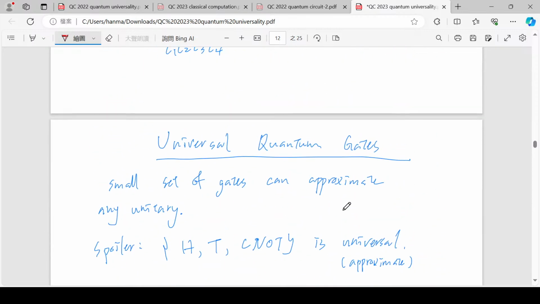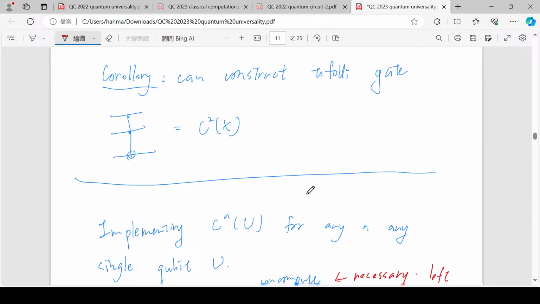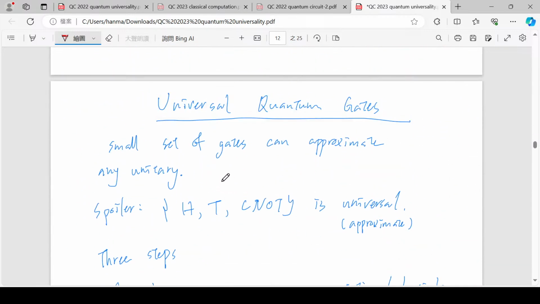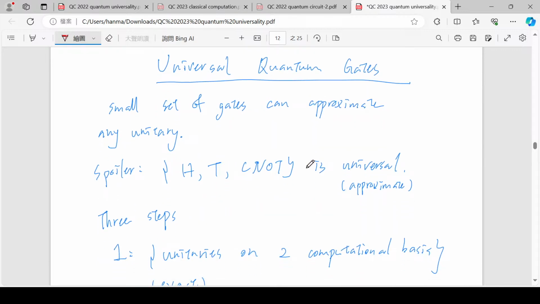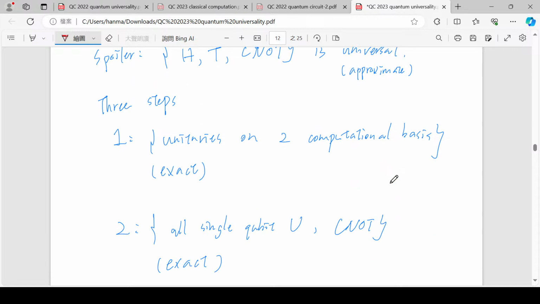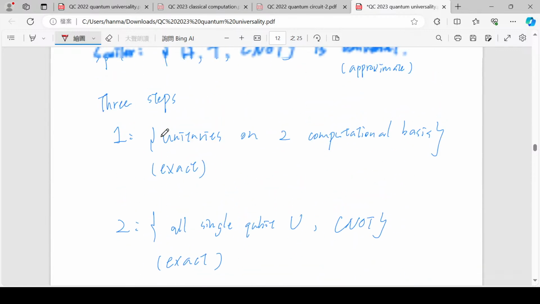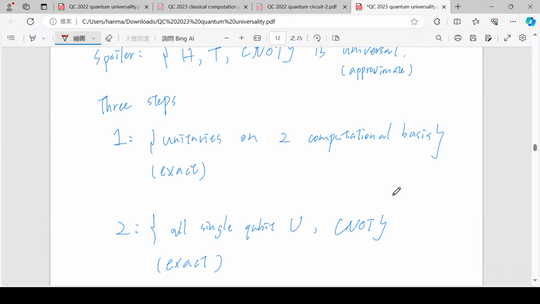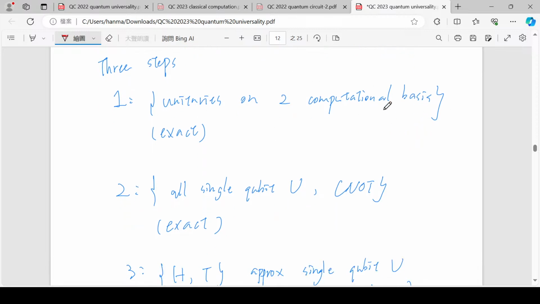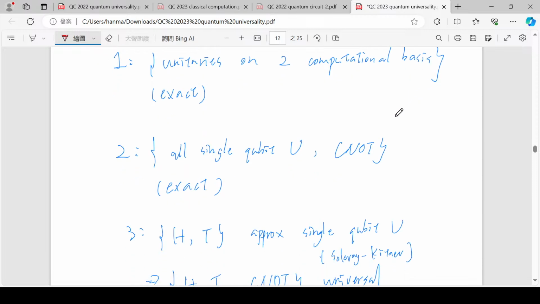Then we go to, okay, so we don't have that much time, so let's go really quickly. Those are some gates we can control, and now we go to something more serious: controlled universal quantum gates. We want to show that our Han-Hsuan and CNOT is a universal gate set. There are 3 steps. First we show that the set of any unitary on 2 computational bases is the exact set. This is some really weird unitary, and we'll see a more precise definition later.